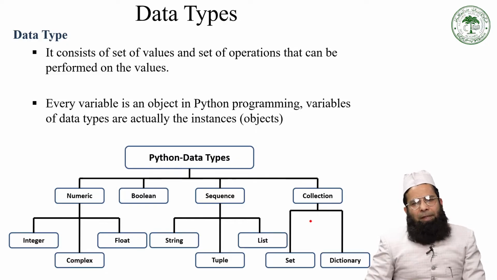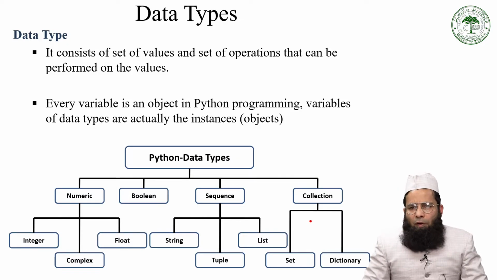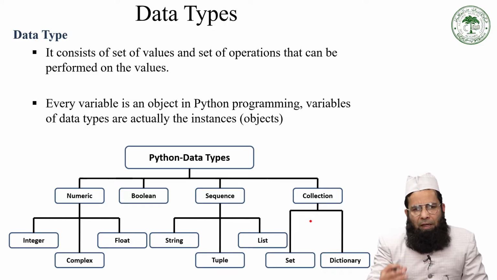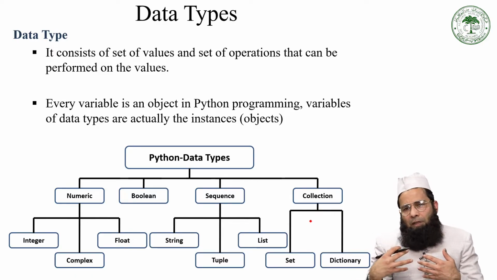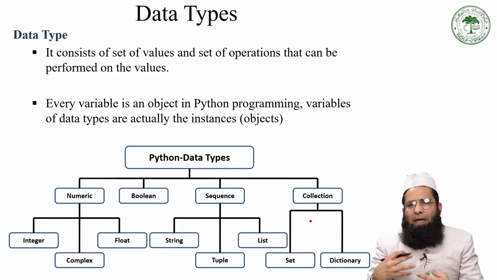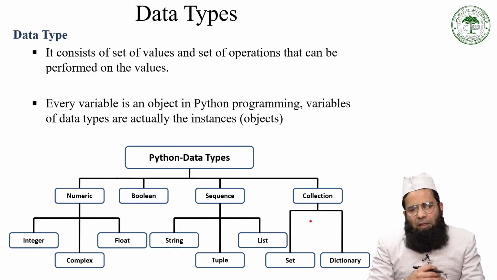So what is a data type actually? It consists of a set of values and a set of operations that can be performed on the values. Let's say you are having integer data, a very primitive data type. So what type of data it can contain, and what all operations are possible on this type of data.